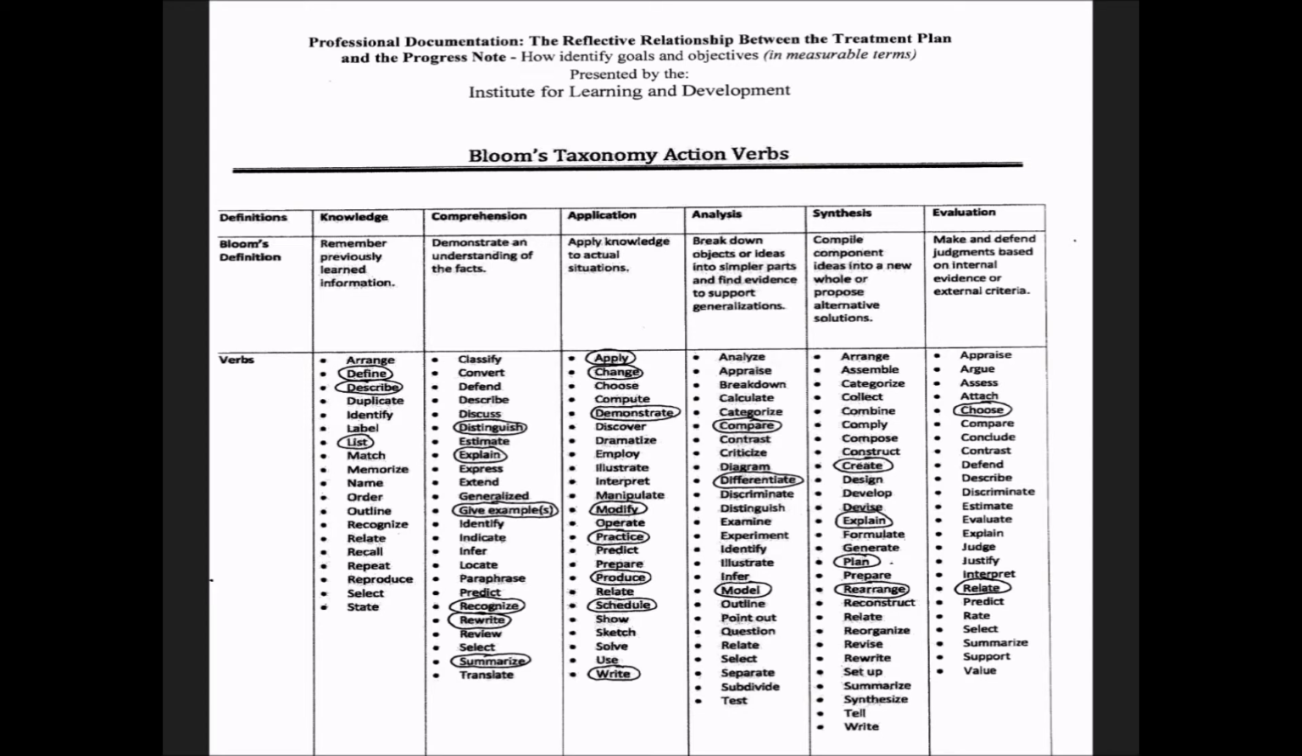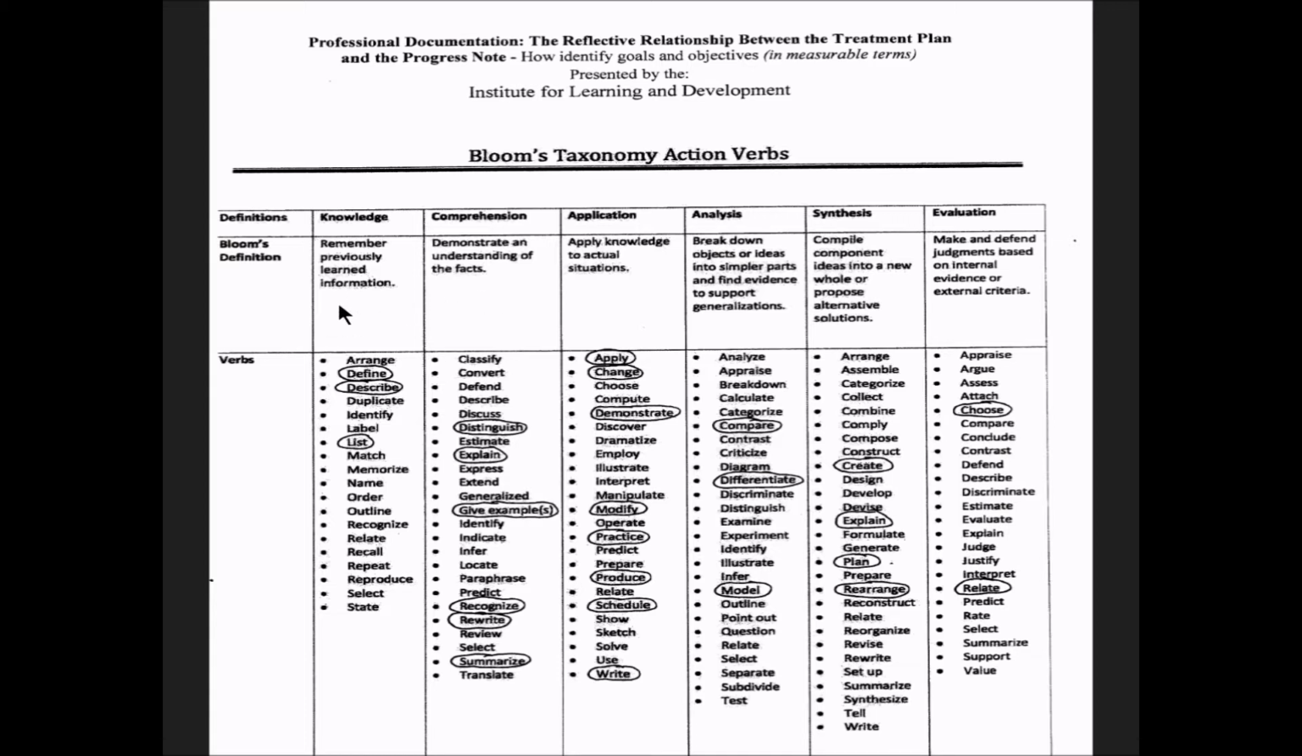Okay, what we have here is a list of Bloom's taxonomy of action verbs. Keyword being action verbs. So it's broken down into different categories. There's a printout of this available with the supporting documentation. Just want to point out one section here.